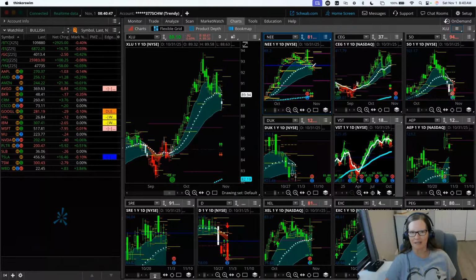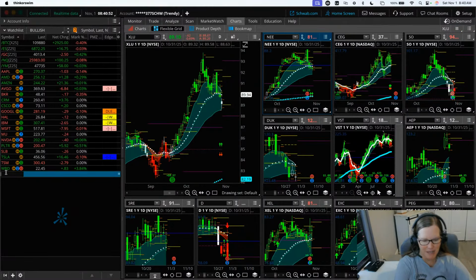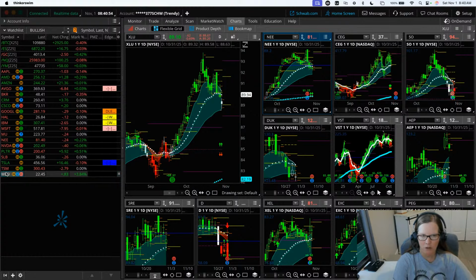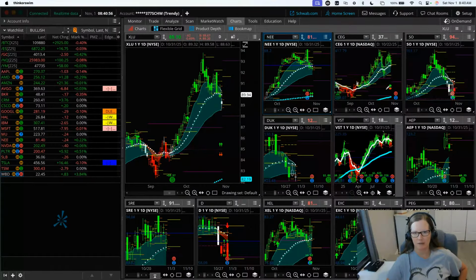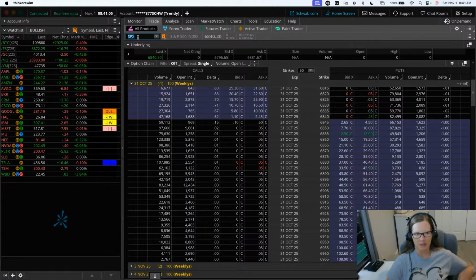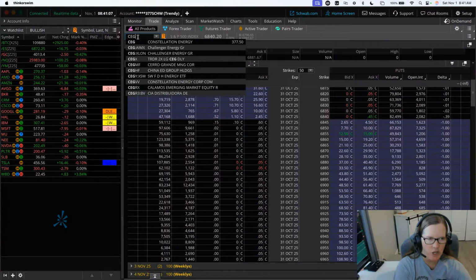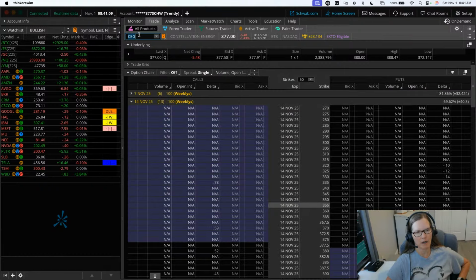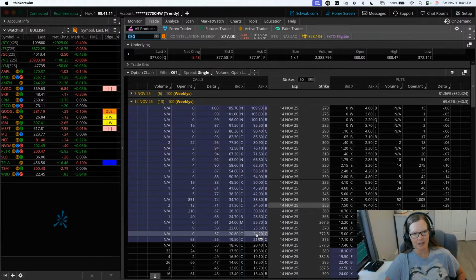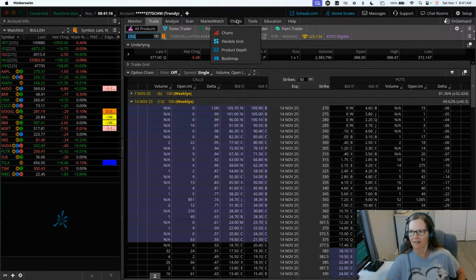Hopefully that makes sense. So NEE, I'm going to add to my list as a potential play for the utilities sector. CEG, this one's expensive to trade, I believe, as I recall. But let's go take a look at the option chain. Type in CEG. Yeah, look, not affordable for my account. So that's a big no for me. Okay.